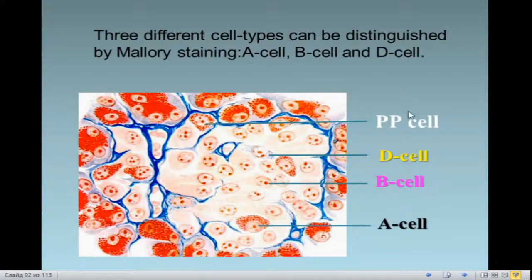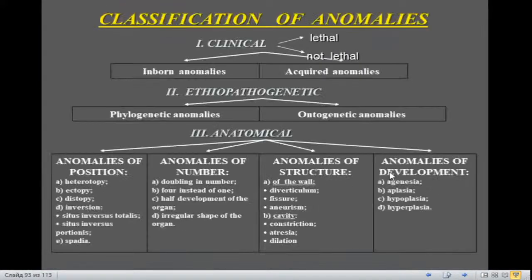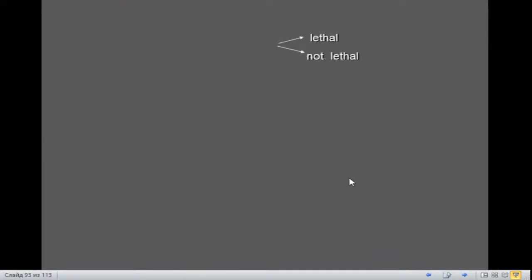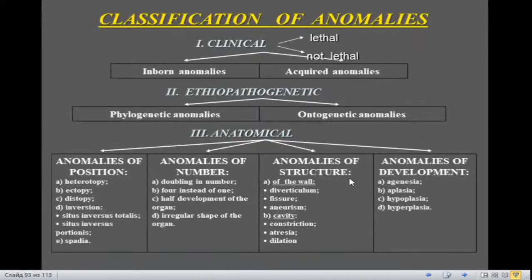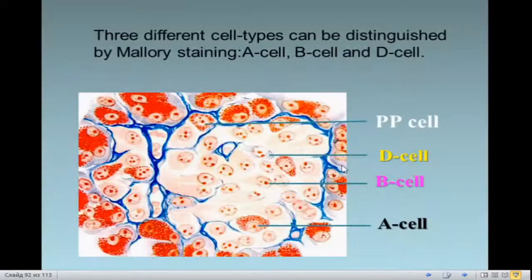So, alpha cells are responsible for production of glucagon. Beta cells are responsible for production of insulin. Delta cells are responsible for production of somatostatin, and PP cells produce vasoactive intestinal polypeptide.